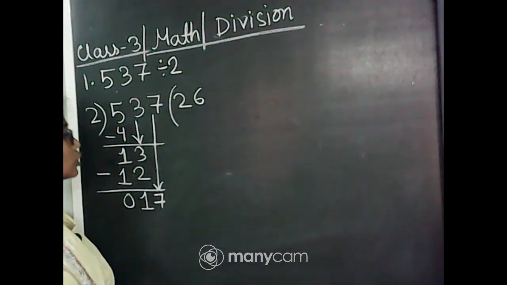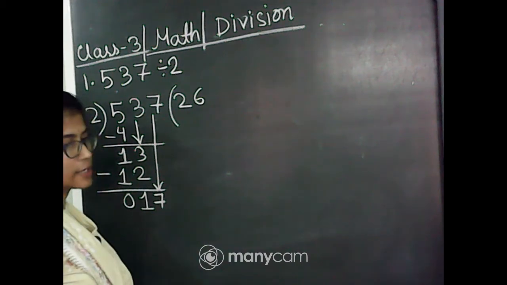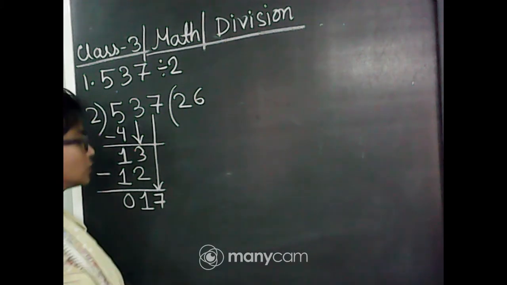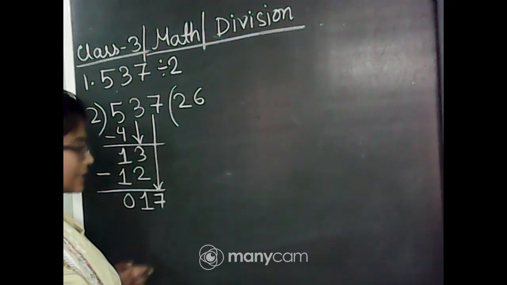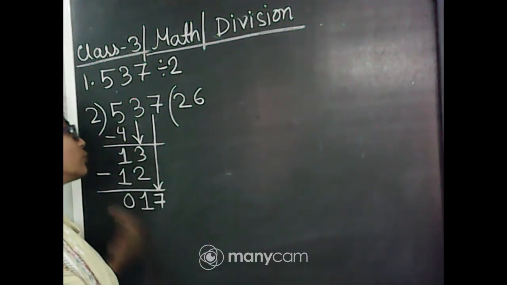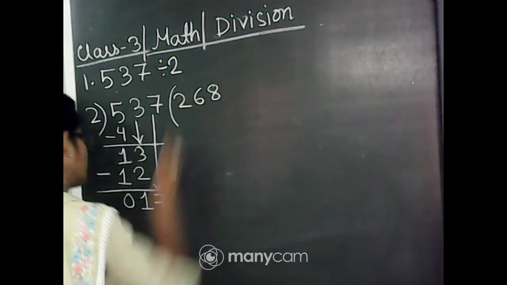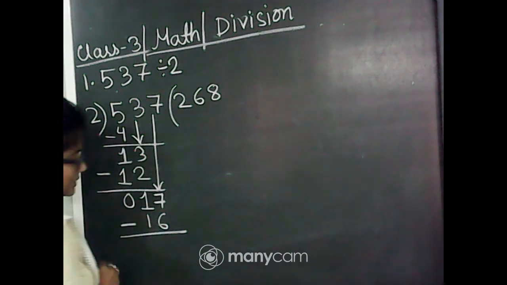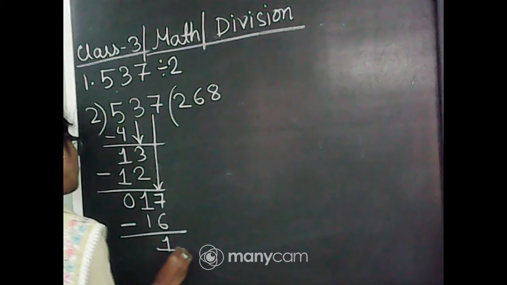Now once again, 2 sixes are 12, 2 sevens are 14, 2 eights are 16, 2 nines are 18. Now 18 is bigger than 17, so we can't take this one. We have to move one step back. So 2 eights are 16, okay. Now if you subtract 16 from 17, you will get 1.